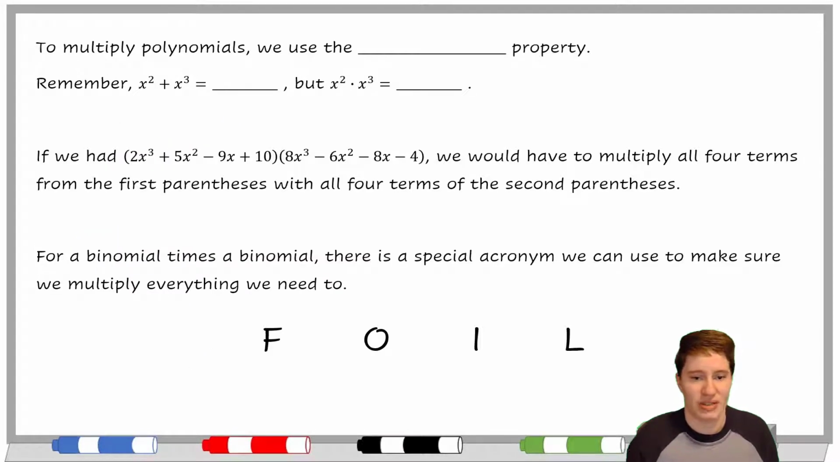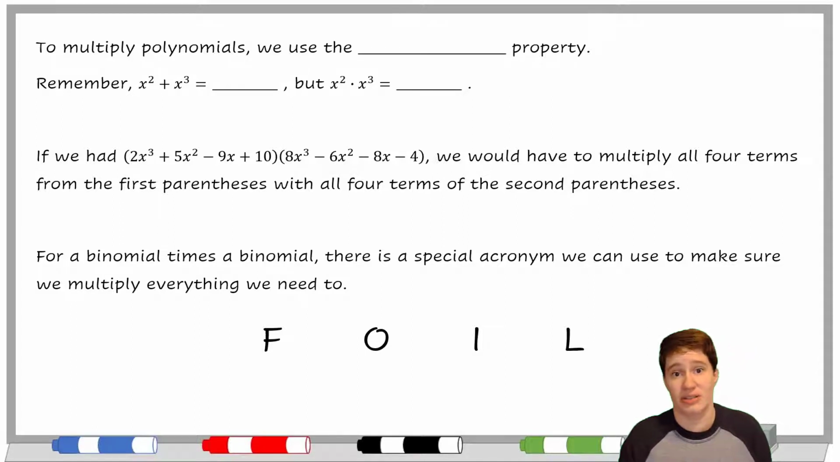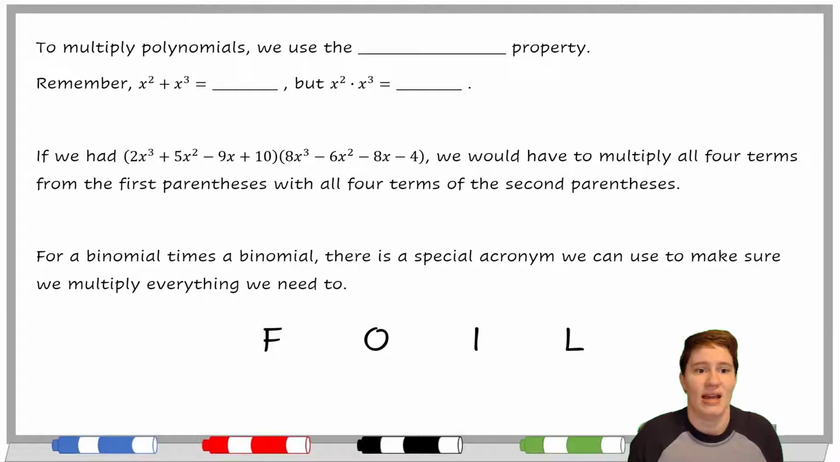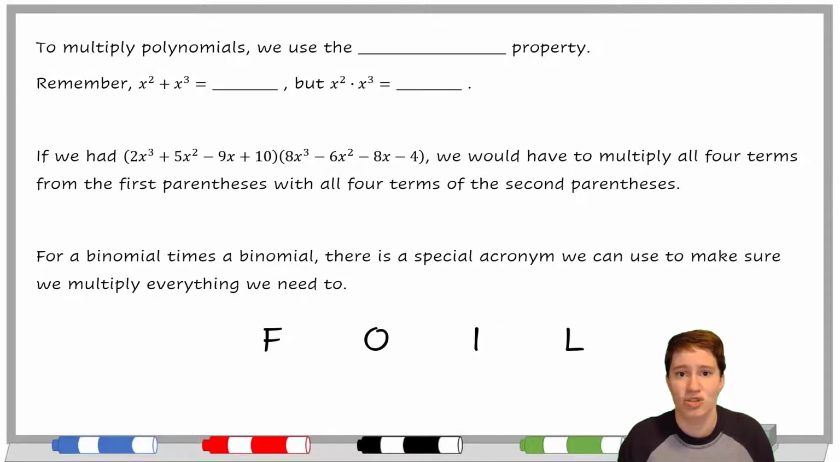So what we're doing in this lesson is multiplying polynomials together. Last lesson, we added and subtracted them. This lesson, we're multiplying them. And hopefully this is not too big a stretch, because to multiply polynomials, all we have to do is use a property that we know and love, that we've already used even in this video, the distributive property.